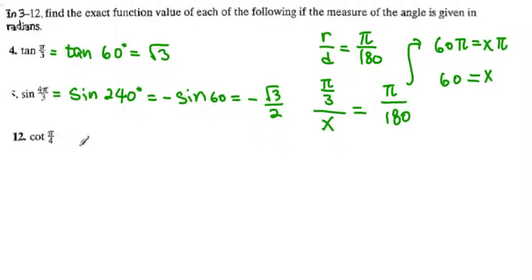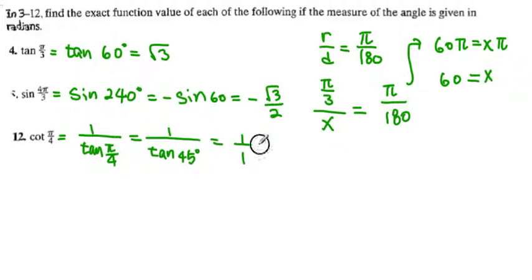Now, cotangent. One way for us to look at it is this. That's equal to 1 over tangent of pi over 4. Now, what is pi over 4? That's right, that's equal to 45 degrees. So we end up getting 1 over tangent of 45 degrees. Now, tangent of 45 degrees, in fact, is equal to 1. So we end up getting 1 over 1, which is equal to 1.